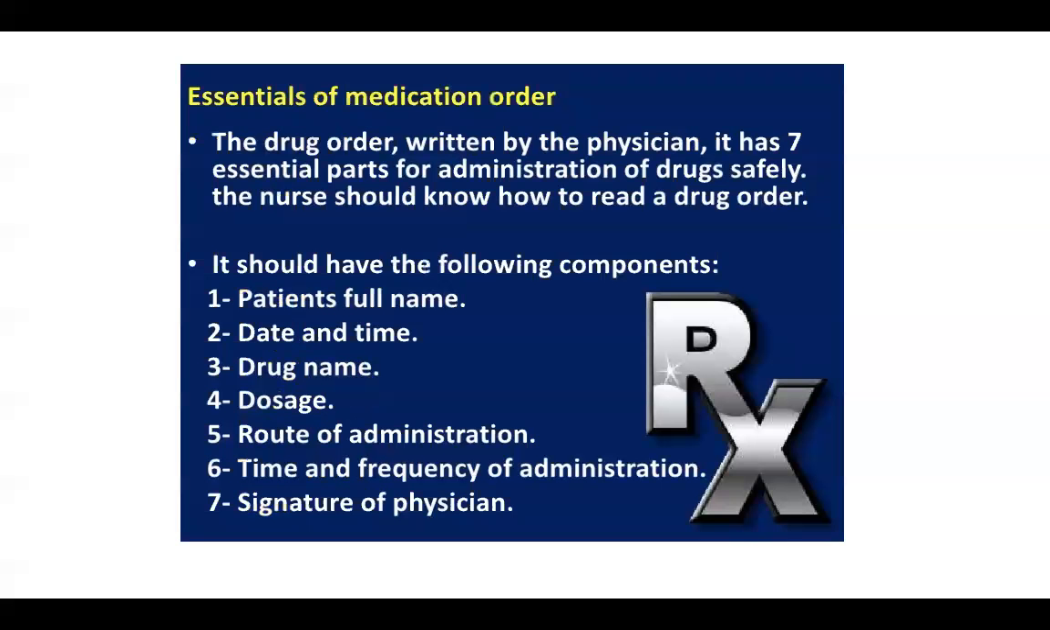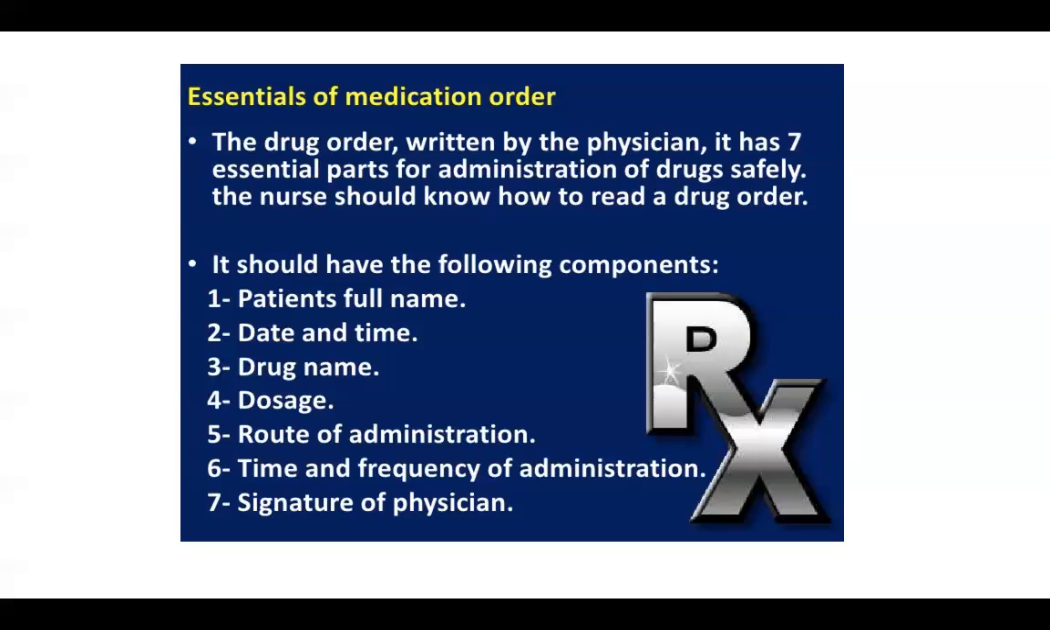All right, so this slide discusses the essentials of a medication order. These are orders written by, this says physician, but we all know we have other prescribing practitioners nowadays that can write orders as well. So the drug order has these 7 essential parts, and we need to make sure that when we receive an order from a prescribing practitioner, that we are ensuring that it has all of these components. If it doesn't, we need to contact the prescriber and have that fixed.